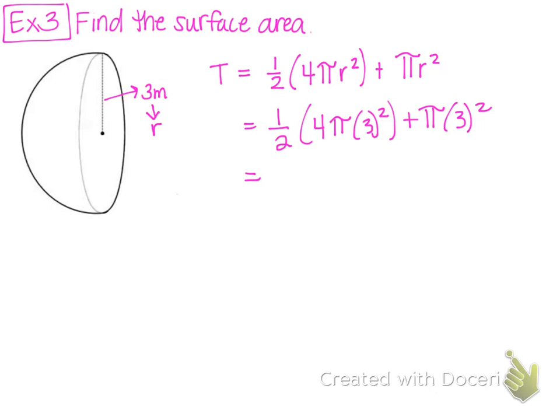When you put this in your calculator, you're going to get 84.8. And my units are meters squared. Now, these are just a few examples of pyramids, cones, and spheres. And don't forget your pyramids, you can have different shapes of the bases. So you have to really think about how to find the area of the base before you can do the surface area.